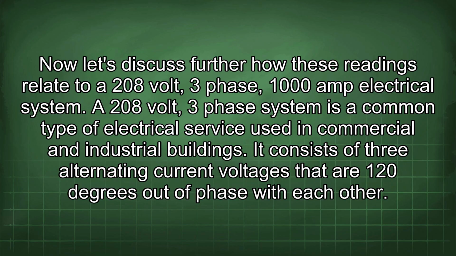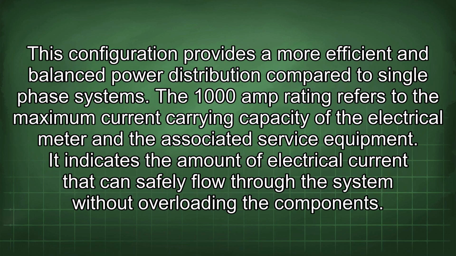Now let's discuss further how these readings relate to a 208-volt, 3-phase, 1000-amp electrical system. A 208-volt, 3-phase system is a common type of electrical service used in commercial and industrial buildings. It consists of 3 alternating current voltages that are 120 degrees out of phase with each other. This configuration provides a more efficient and balanced power distribution compared to single-phase systems. The 1000-amp rating refers to the maximum current carrying capacity of the electrical meter and the associated service equipment. It indicates the amount of electrical current that can safely flow through the system without overloading the components.